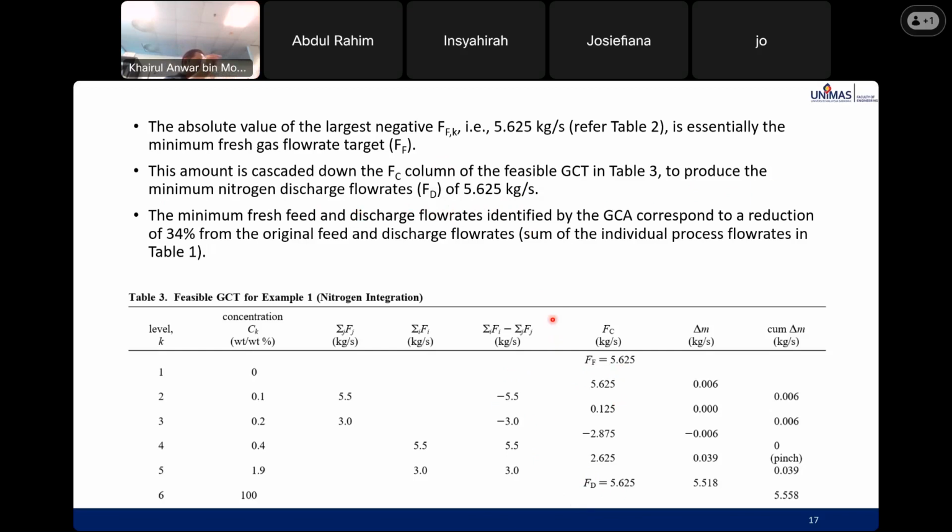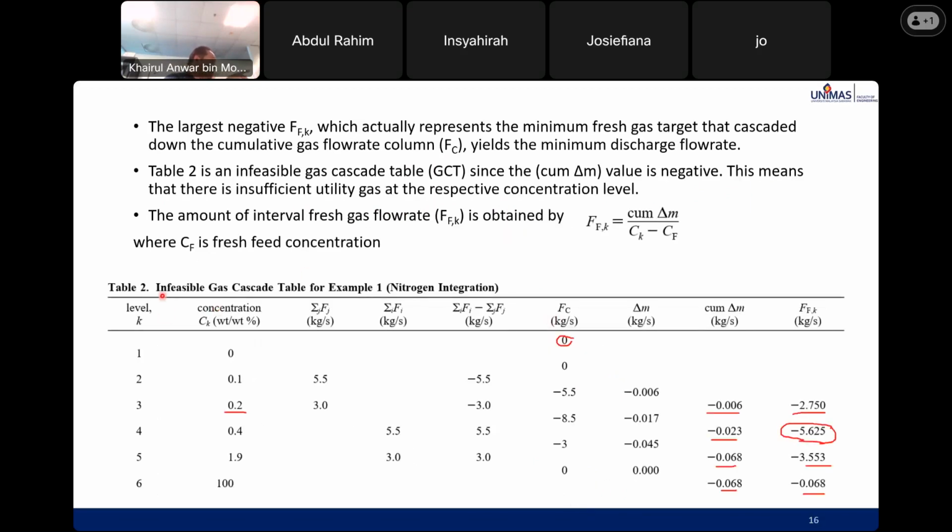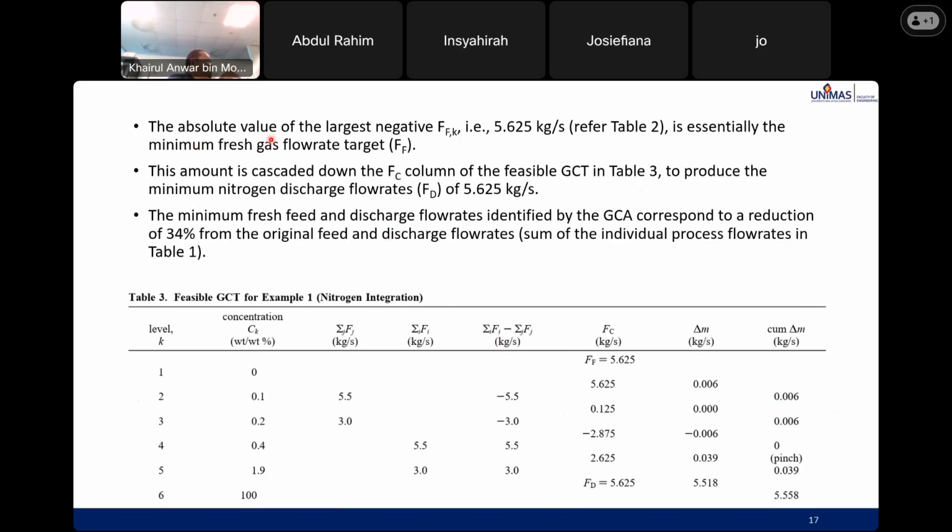So when you solve this problem, you start with the invisible gas cascade table first to obtain this value, the absolute value of the largest negative FFK. Then use the FFK to create another gas cascade table, the feasible gas cascade table.